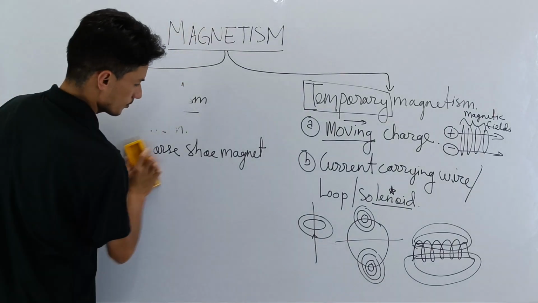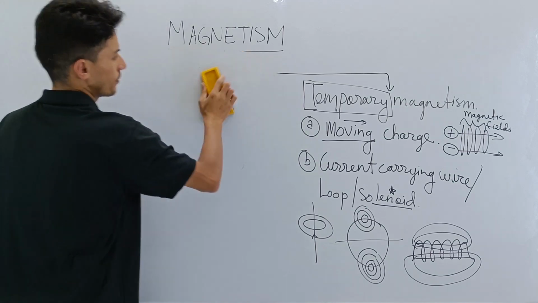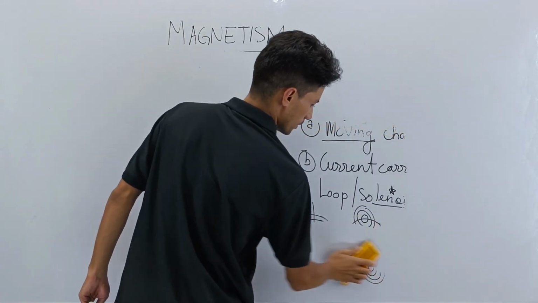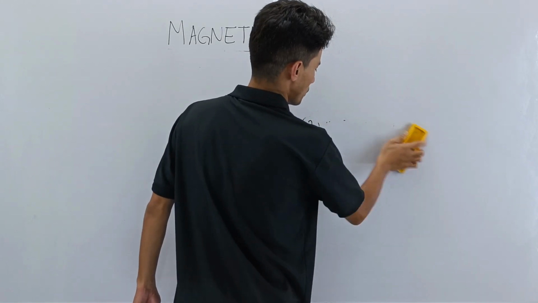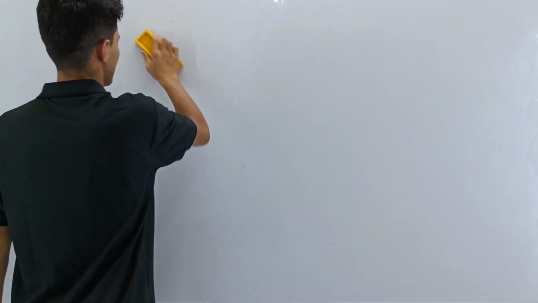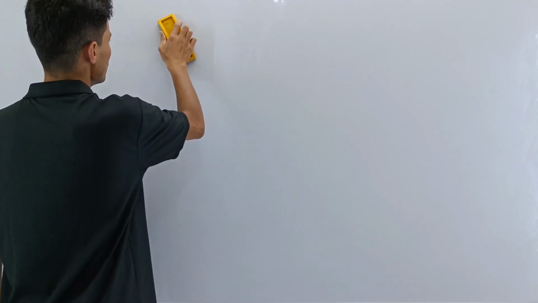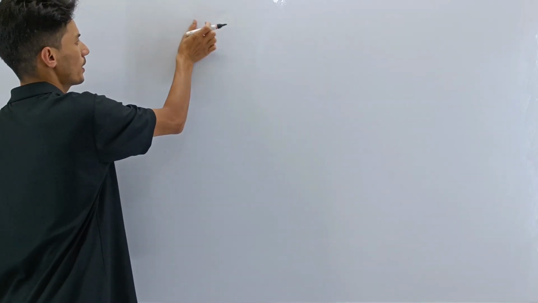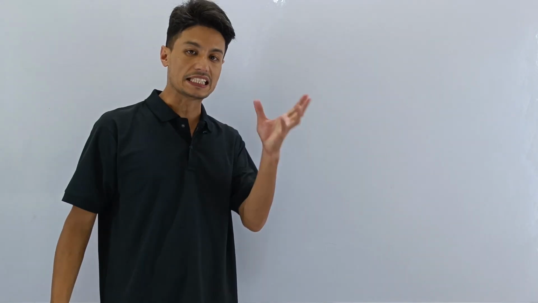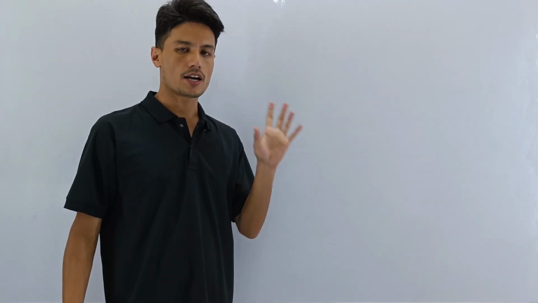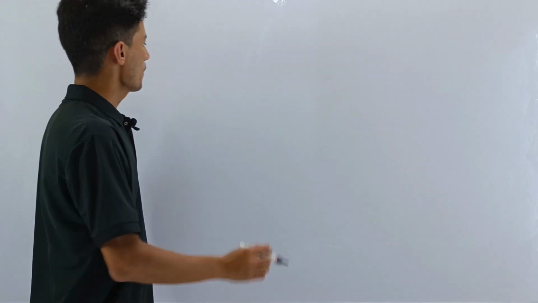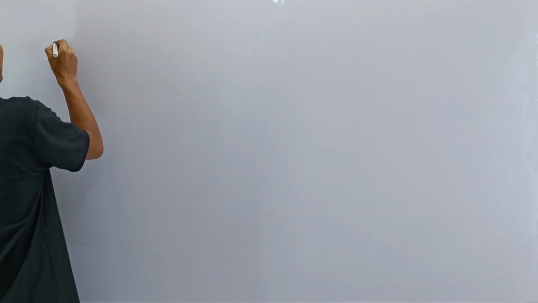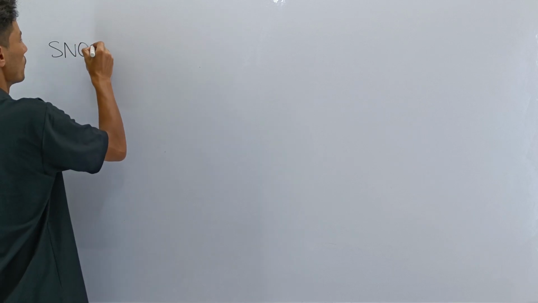Now, earlier we discussed the Oersted experiment, and there we noticed that the magnetic needle showed a deflection. So let's learn how to find the direction of deflection in the needle when it is brought near a current carrying wire. There is a famous rule called the SNOW rule. So let's learn about the SNOW rule.